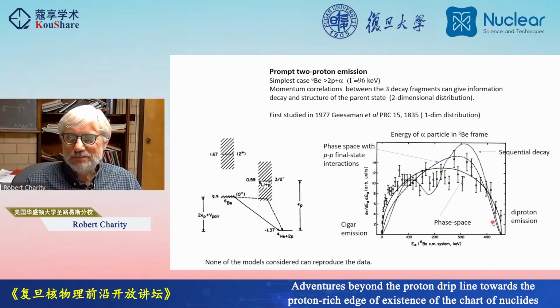The other extreme is out here. This is called the diproton emission. And it's as if the two protons were emitted as a diproton, though we don't consider the diproton a real resonance. But in any case, the two protons come out at the same angle, and this maximizes the recoil to the alpha particle.